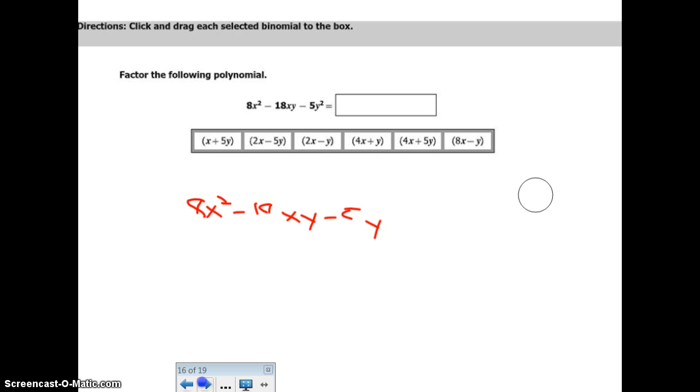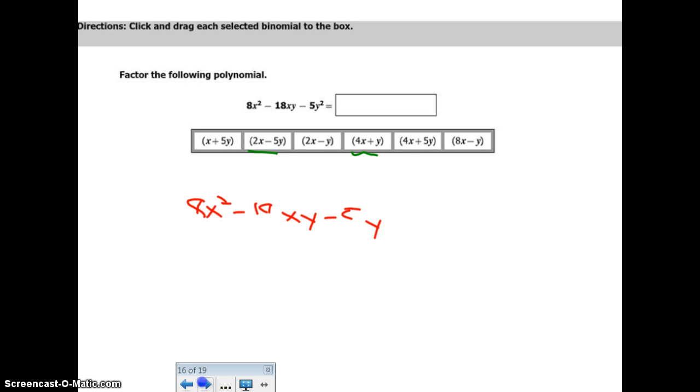So if you're going to choose x plus 5y, you would want to match that up with 8x minus y, because x times 8x would give you 8x squared. If you're going to choose 2x minus 5y, then, well, you have to ask yourself 2x times what is 8x squared? So if you're going to choose this 2x, then you would want to try either 4x plus y.